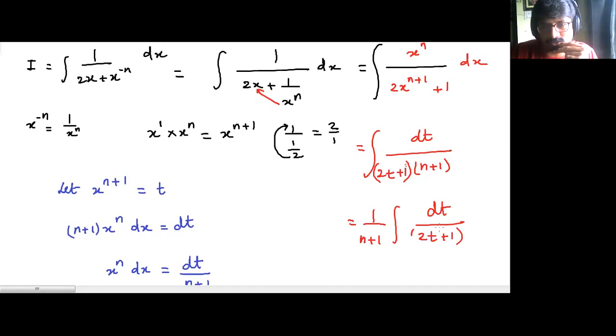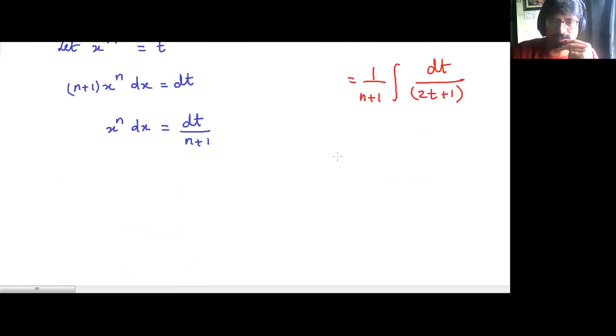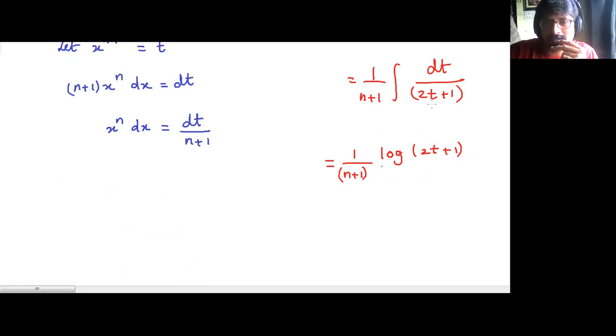Now how to do integration of 1 upon x? It is log mod of x, isn't it? So 1 upon n plus 1, it's a constant. We will keep outside only. And what about this integration of dt upon 2t plus 1? It will become log mod of 2t plus 1. We've learned this in exercise 5.1. Integration of 1 upon x is log of mod of x, and since the coefficient of t is 2, I'll have to write upon 2 over here plus c, and that's it guys.